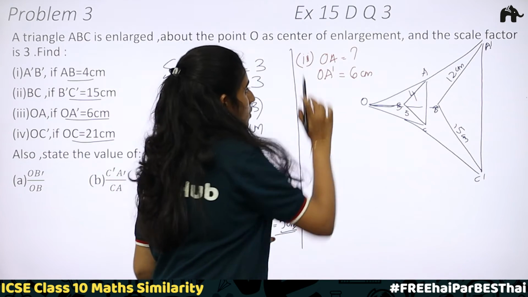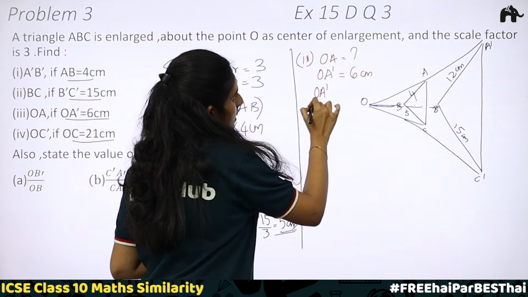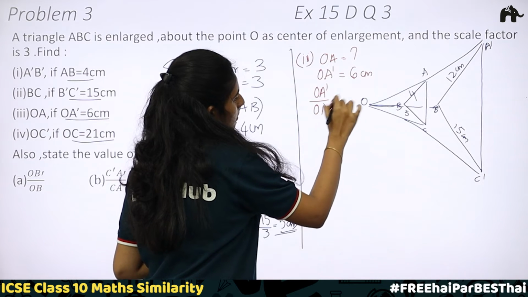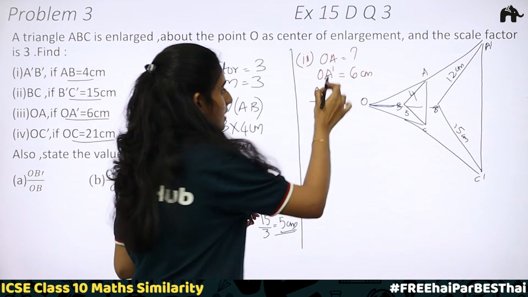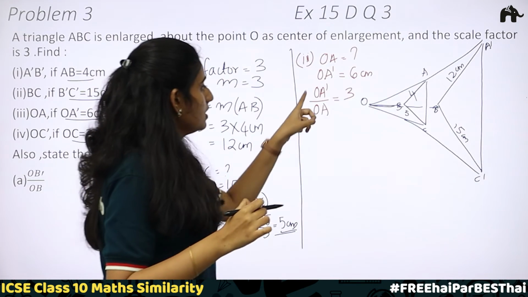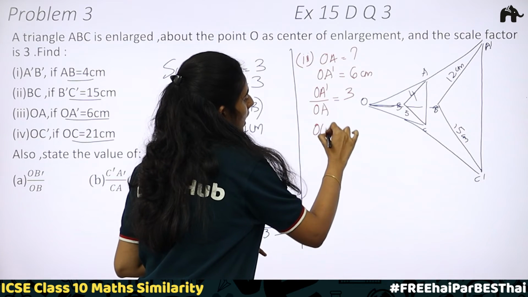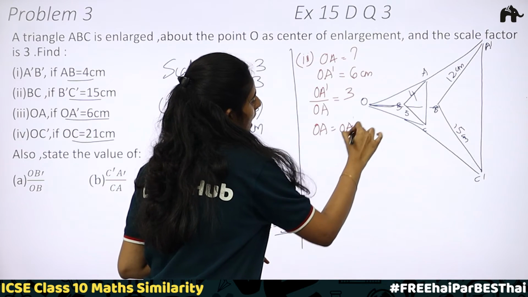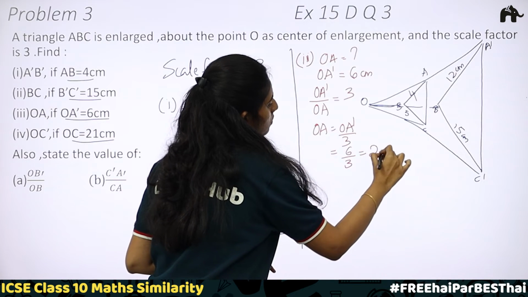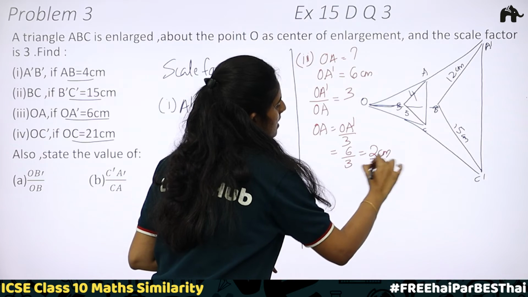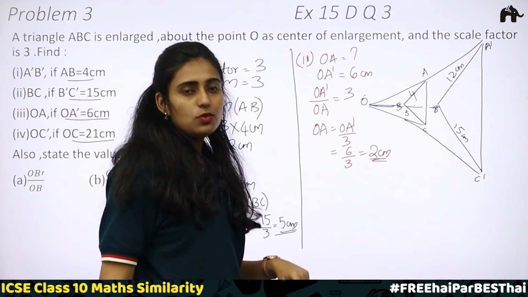Okay. Therefore, the ratio of OA dash divided by OA will be equal to the scale factor. Scale factor here it is 3. Therefore, it is given that OA dash is equal to 6 centimeter. Then OA is equal to OA dash divided by 3, and that is 6 by 3 equal to 2 centimeter. Okay. OA, this length is equal to 2 centimeter.